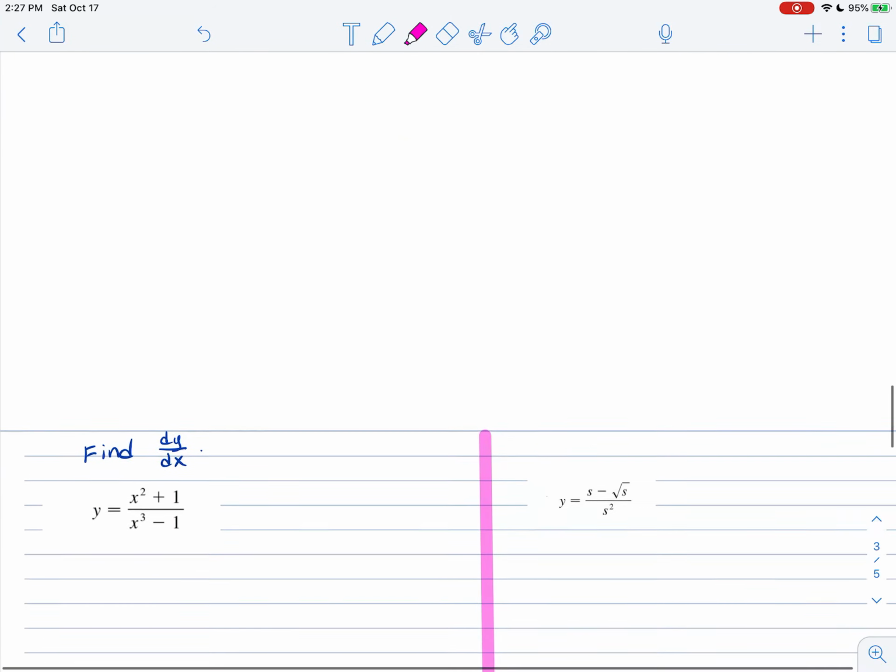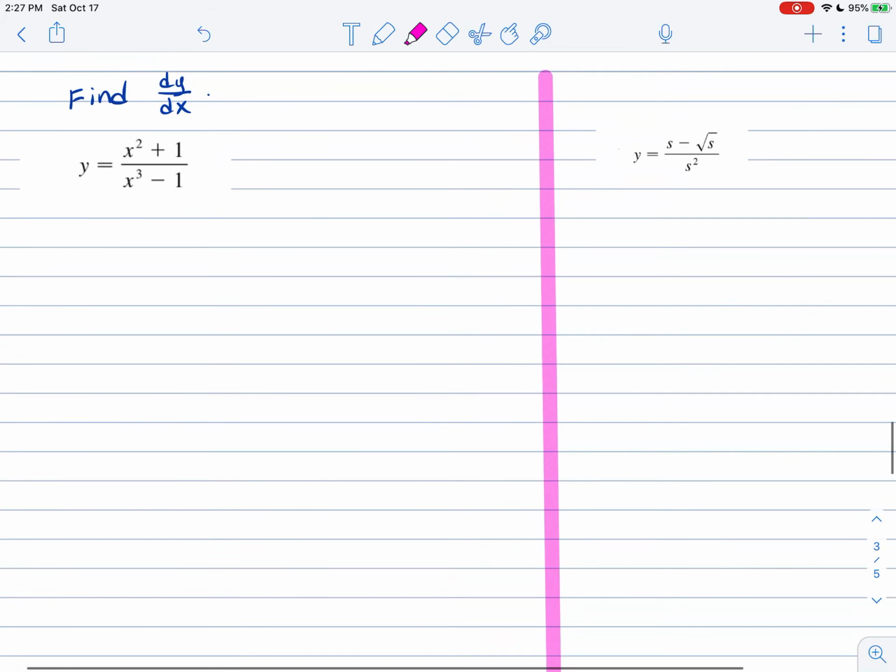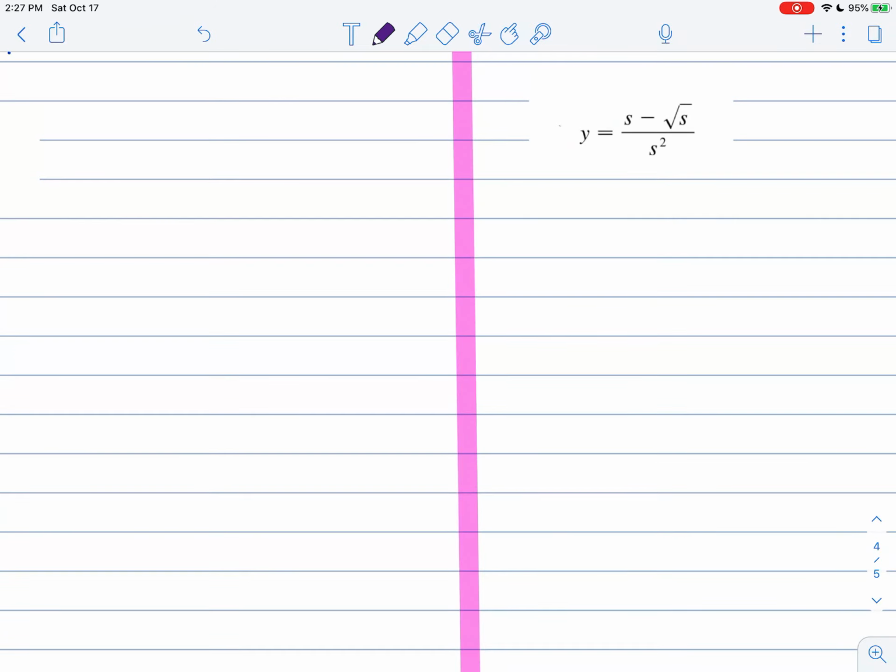All right. So I thought I'd go over just a few more examples of your options in using the quotient rule. So in this case, on the left-hand side, you're still going to have to use the quotient rule to find your derivative, but over on the right-hand side, we actually can rewrite this as y equal to s minus s to the 1/2 times s to the minus 2, just using exponent rules.